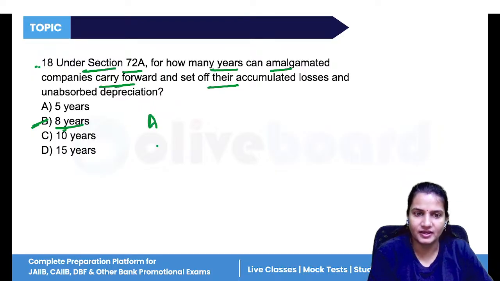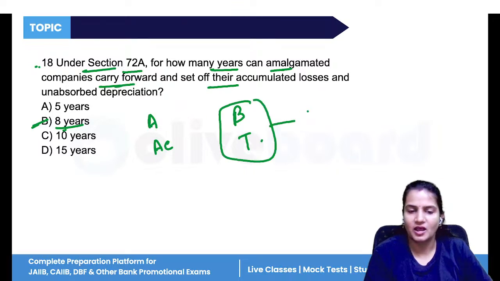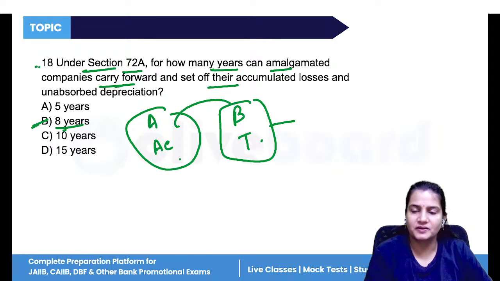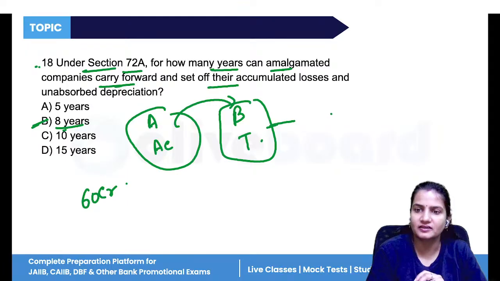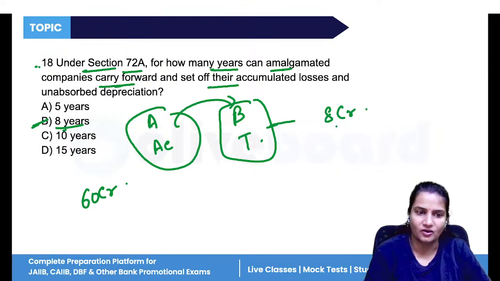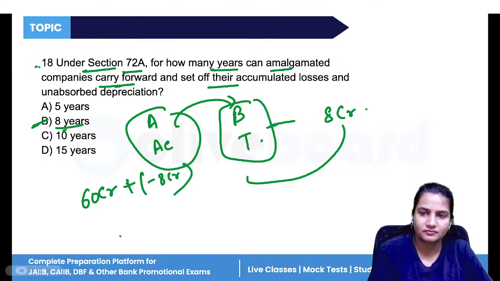Like company A is the acquiring company, company B is the target company. Now this company B has already made huge losses, but still company A is acquiring company B. Why? Because suppose the profit of company A is 60 crore, and the loss that company B has made is 8 crore. Now, if company A is acquiring company B, 60 crore plus minus 8 crore, this loss will also be a part of company A only, na?